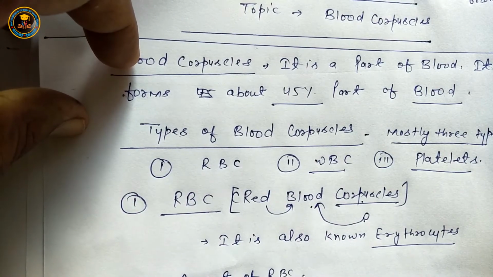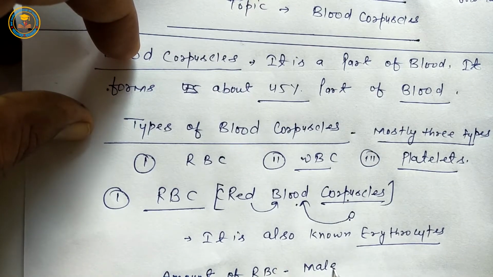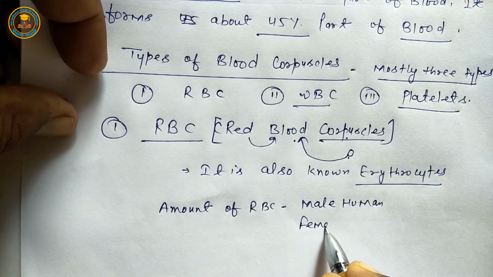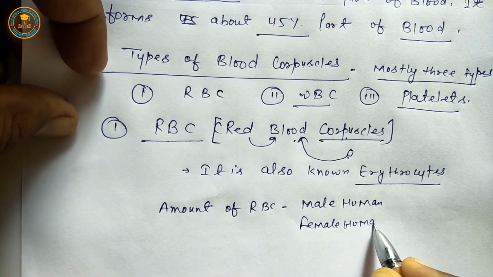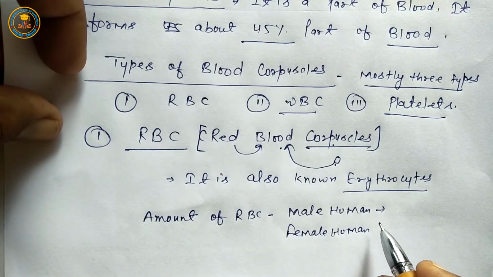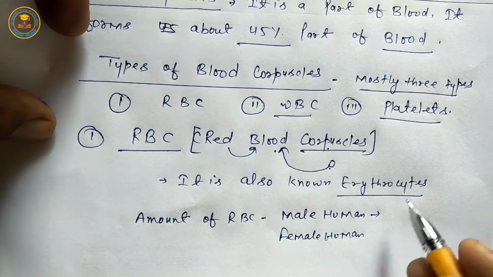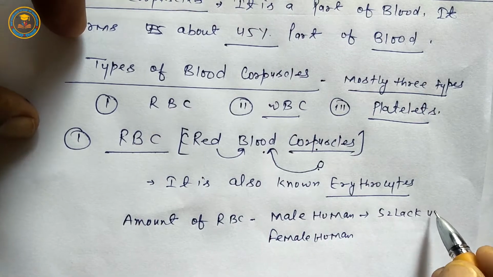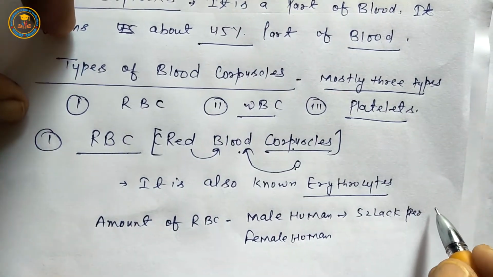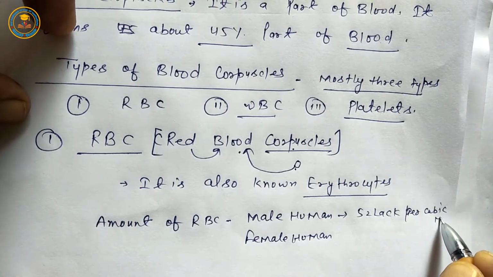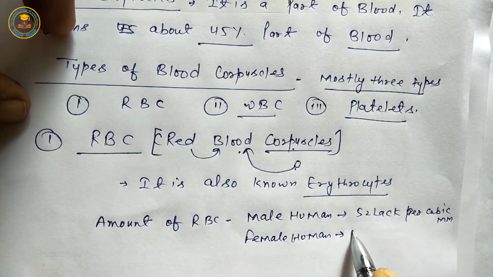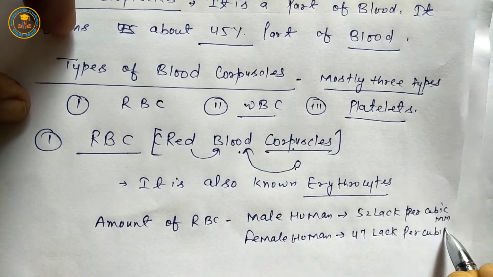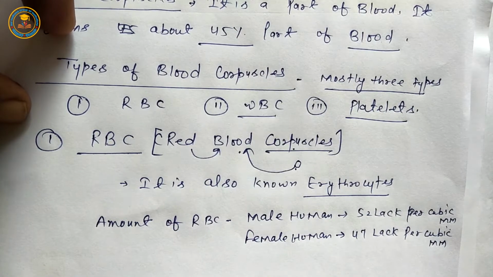Next is amount of RBC. First in male human, second in female human. In male human, approximately 52 lakhs per cubic millimeter, but in female 47 lakhs per cubic millimeter.